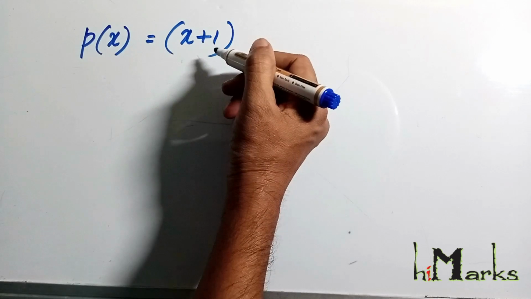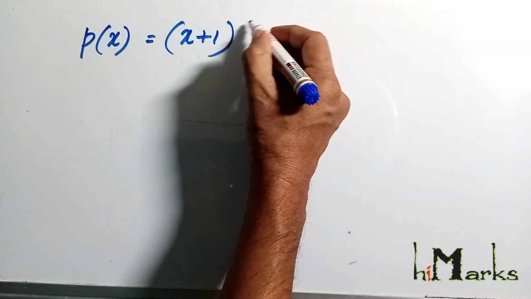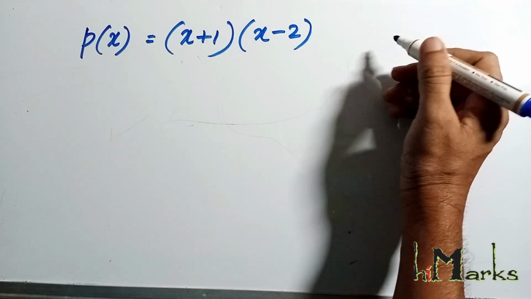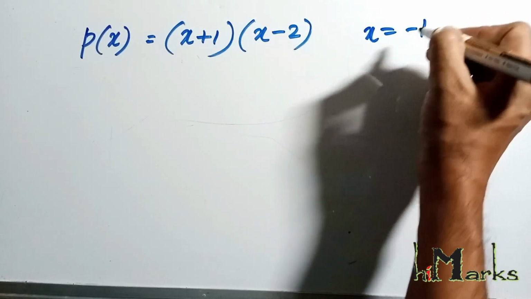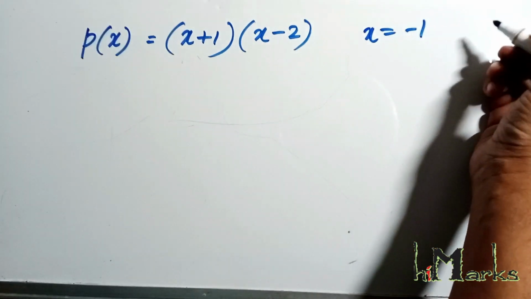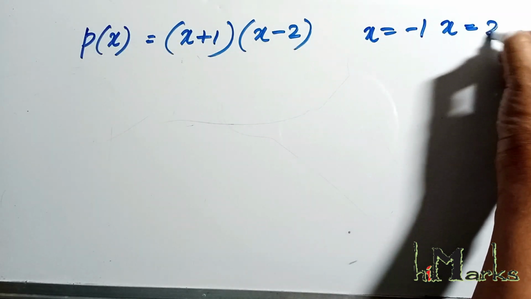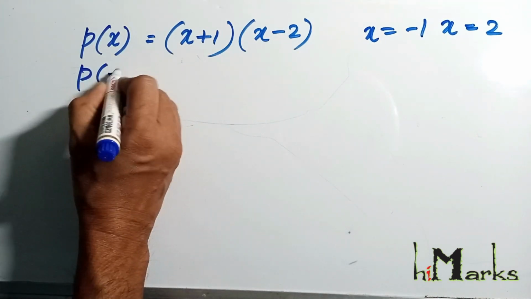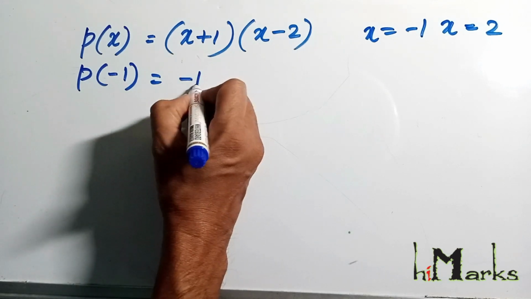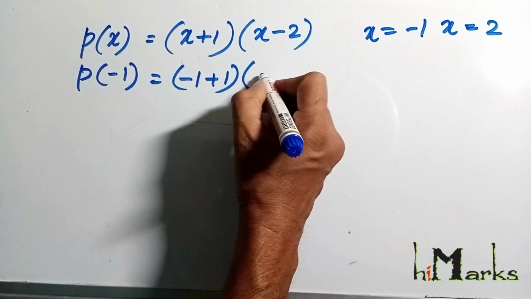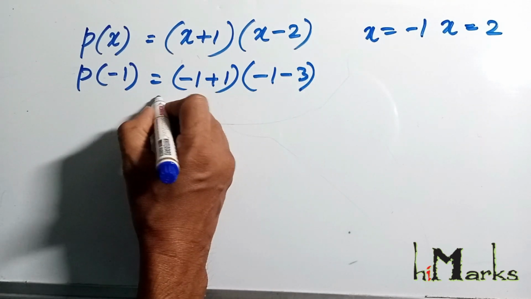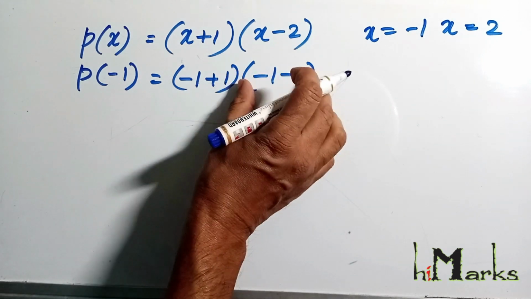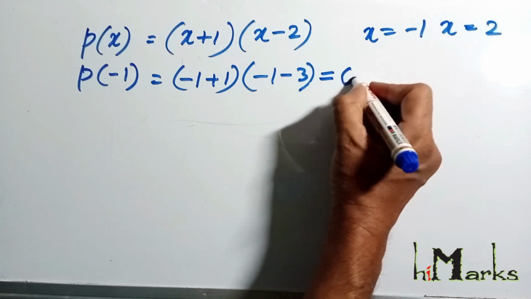Here the next function is x plus 1 into x minus 2. And it is asked to test for the values x equal to minus 1 and then x equal to 2 as well. Okay, so we'll test separately. Let us put minus 1 here. If we replace x with minus 1, we get the expression here. In this calculation, minus 1 plus 1 becomes 0, so whatever the other value is, it will end up with 0 only.